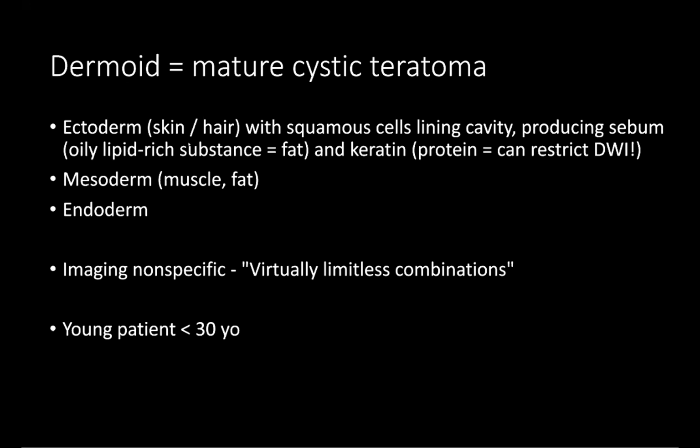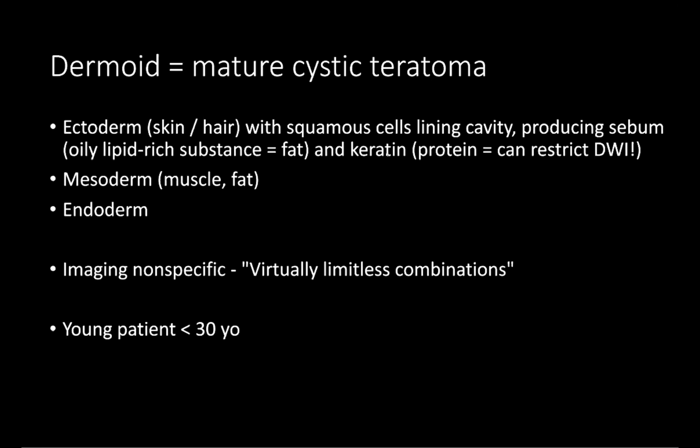The ectoderm can produce skin and hair. And usually the dermoid cyst has squamous cells lining the cavity, just like our skin cells. And those produce sebum, which is a lipid-rich substance. And that is why we have the perception that there is fat. But it's not really true fat, it's really lipids. And so I was asking my pathologist about fat in a dermoid, and she was like, there's no fat in a dermoid. When she thinks of fat, she's thinking about macros, bulk fat from adipocytes. But it's really the sebum that's causing the fatty appearance of these dermoids on CT and MR.